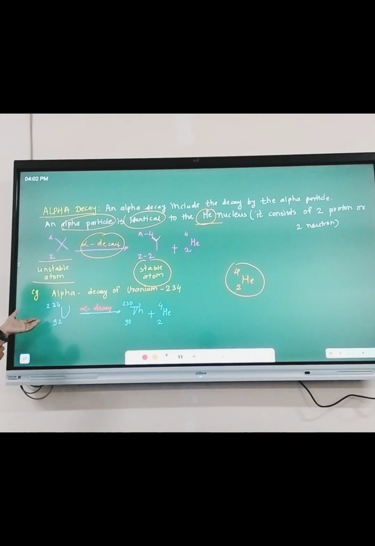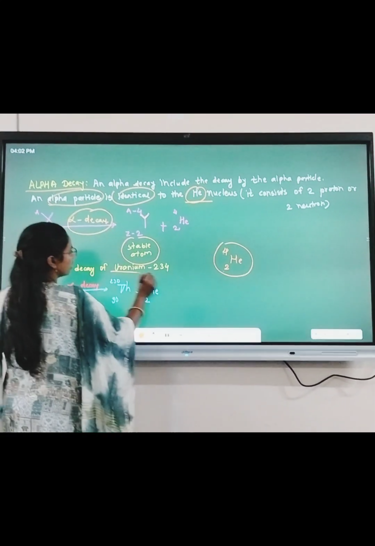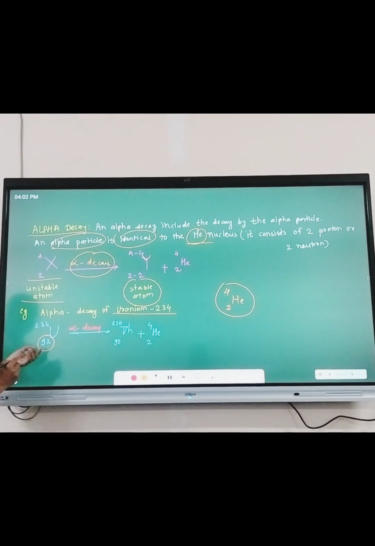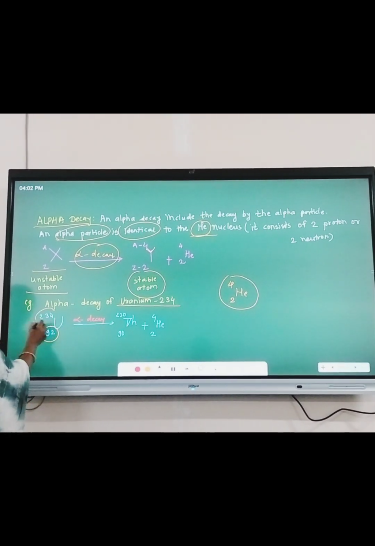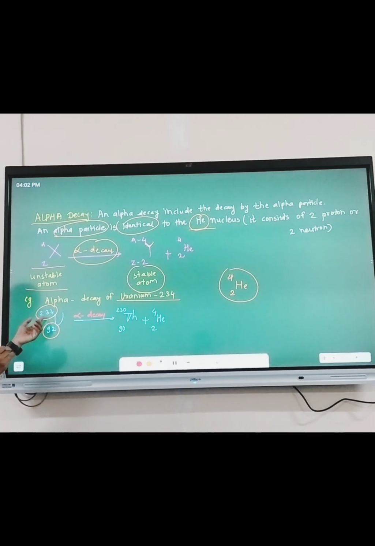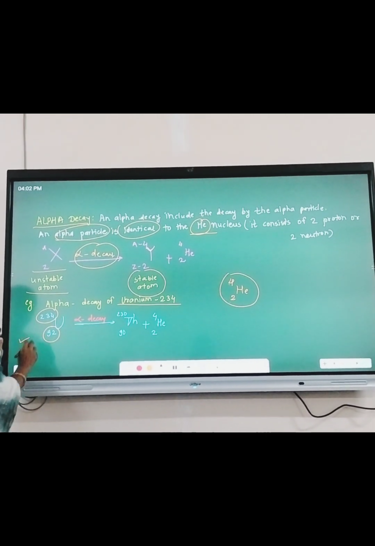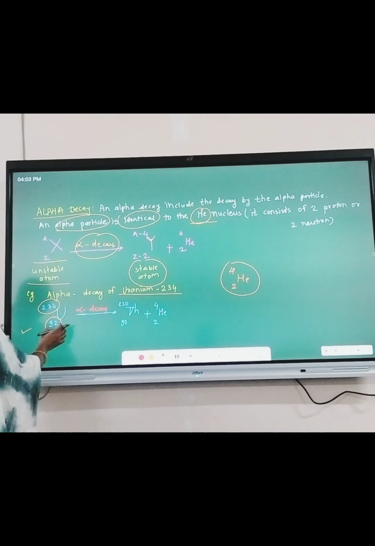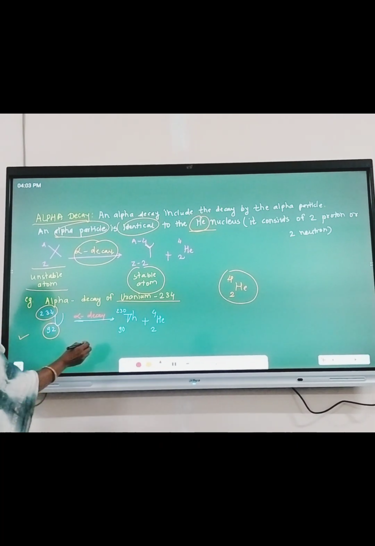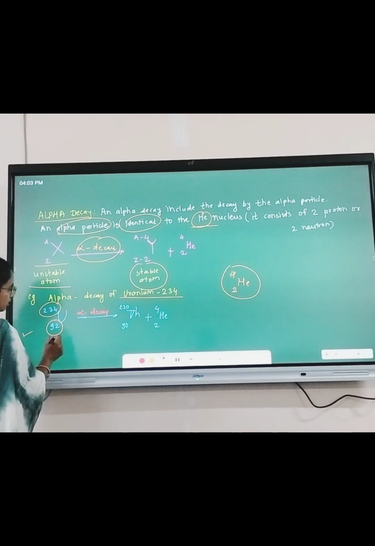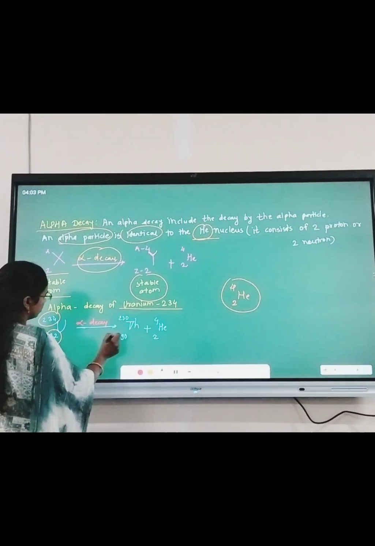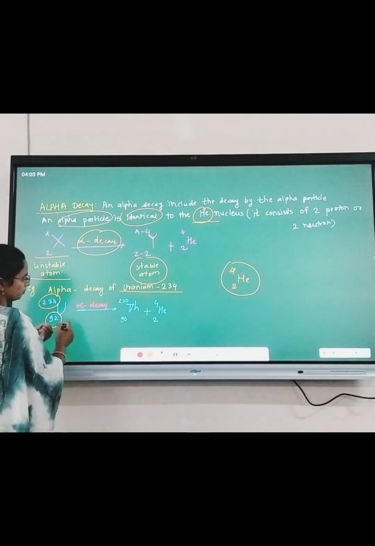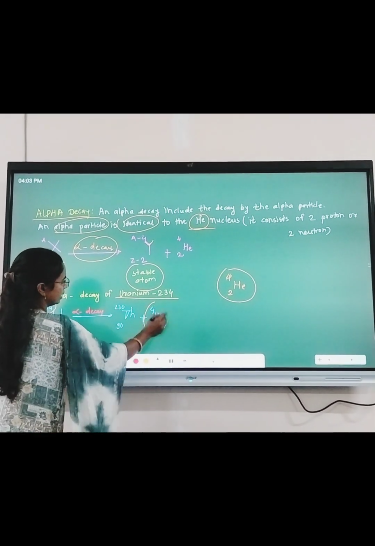For example, here we give uranium. This is the uranium atom, its atomic number is 92 and its atomic mass number is 234. It is the most common isotope. If alpha decay occurs in this atom, then we have thorium. Here 234 minus 4 gives 230, and 92 minus 2 gives 90, plus helium.